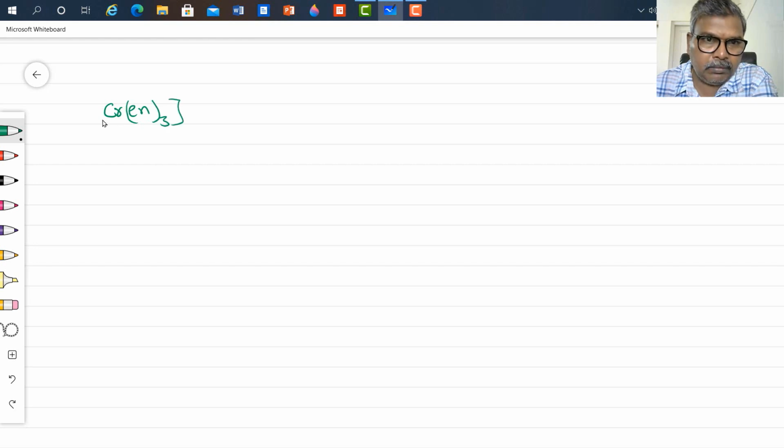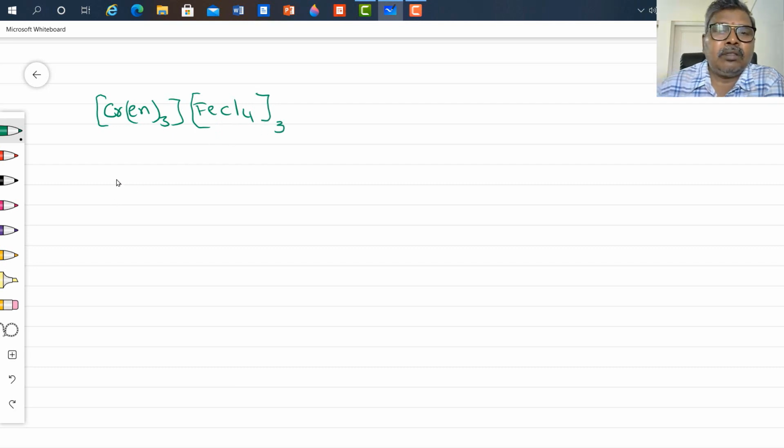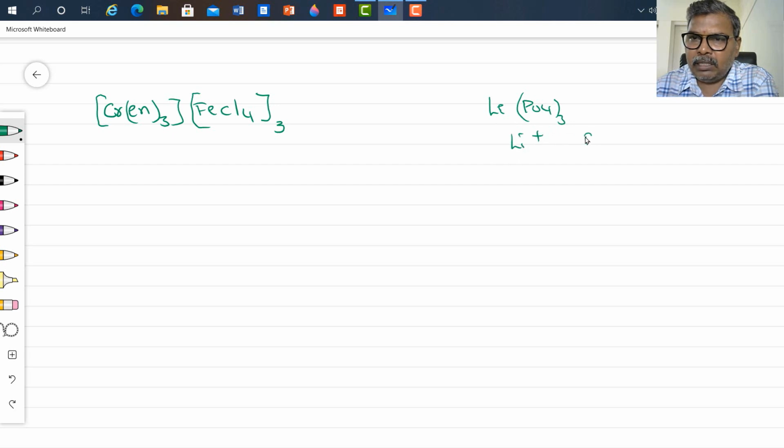CrEn3, FeCl4, taken 3 times. So it is like LiPO4. LiPO4: Li plus and PO4 carry 3 minus. So therefore there are 3 Li plus ions.